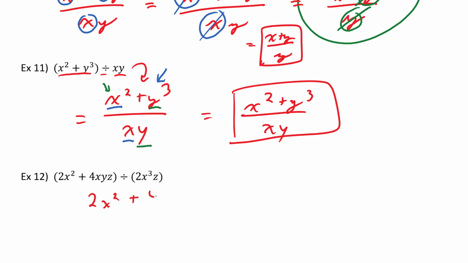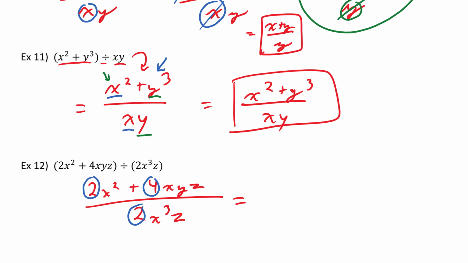Example 12 now. 2x squared plus 4xyz divided by 2x cubed z. Let's see what we can do here. Let's look at our coefficients. I have a 2, I have a 2, and I have a 4. I'd like to cancel a 2 out. I can pull a common factor of 2 out of the top. Let's pull out that common factor of 2. On the top, we have a 2 on the bottom. But what else can we pull out? Is there anything else we can pull out? Well, I have a z here and a z here, but I have no z here. Can't do anything with the z.